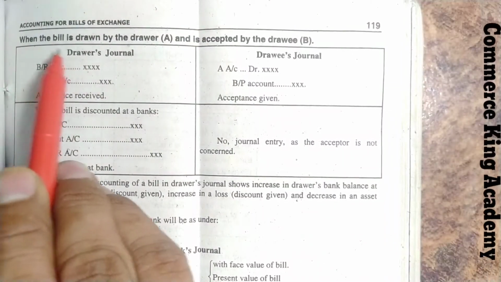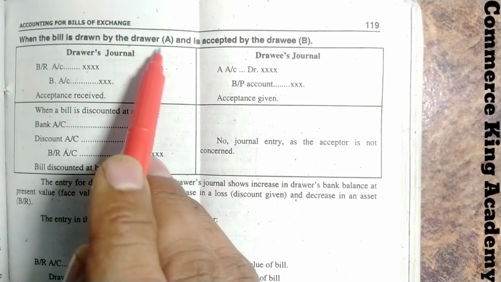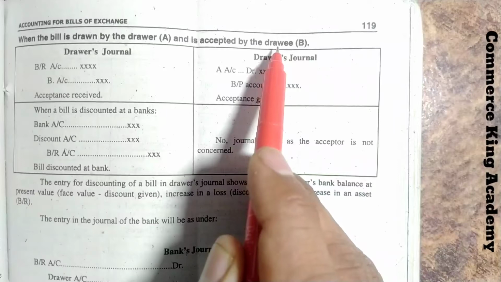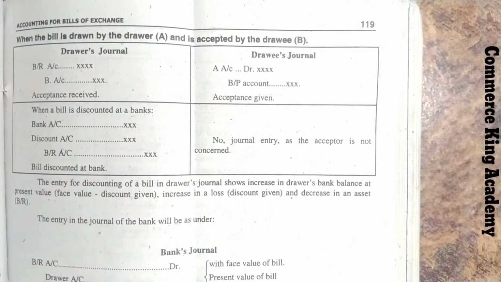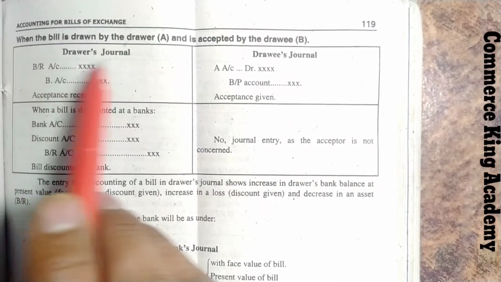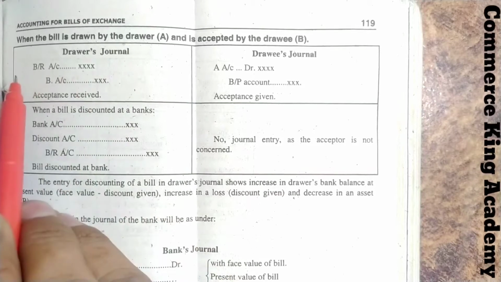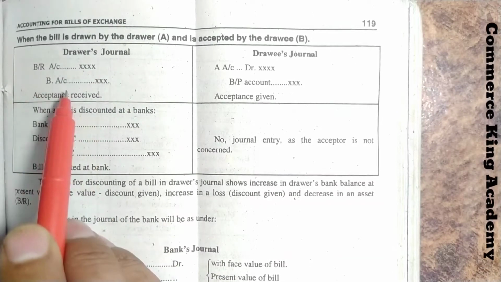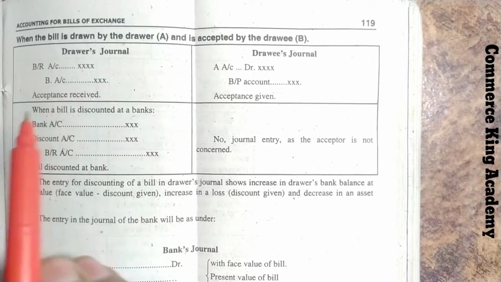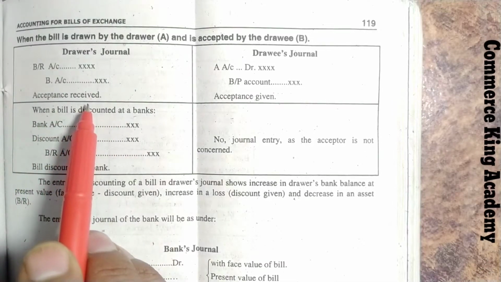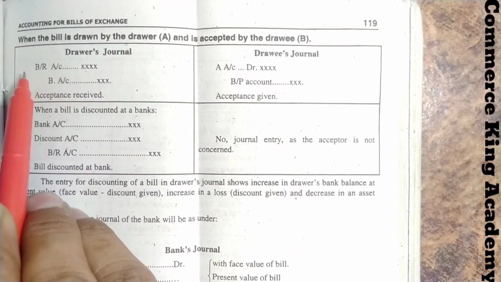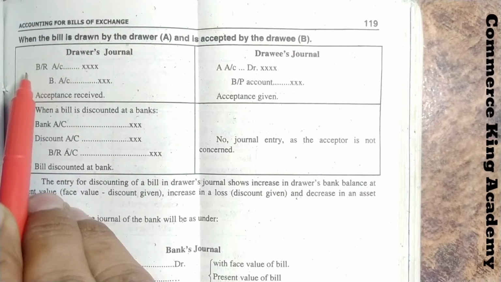When the bill is drawn by the drawer, Mr. A, and is accepted by Mr. B, drawee of the bill, then the entries would be in the drawer's journal, Mr. A's journal. Bills receivable account will be debited and B's account is credited. B's details, acceptance received, and makes bills receivable an asset because the drawer will receive the payment of the bill in future or on the maturity date.